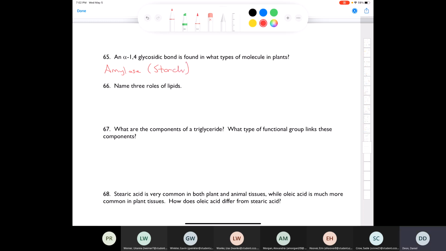All right, it's not found in cellulose because the beta 1,4 glycosidic bond is found in cellulose, which is also found in plants, but it's not alpha, it's beta.